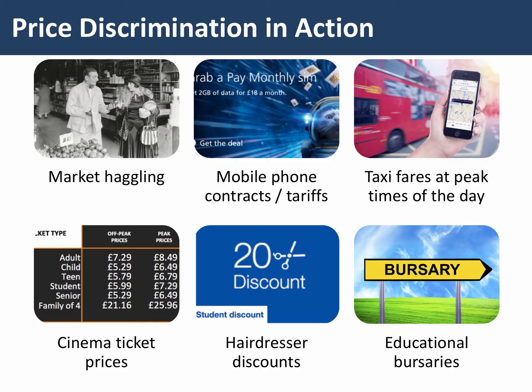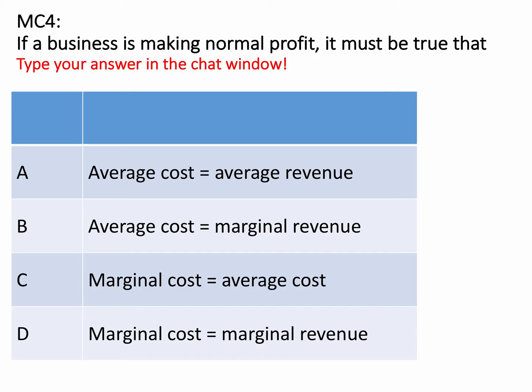We'll do a separate video on price discrimination, but it's a classic example of how businesses charge a different price to different groups of consumers for what's essentially the same product. Hairdressing discounts, off-peak and peak prices for mobile phone contracts, Uber increasing their fares a couple of days ago during the London tube strike, etc.